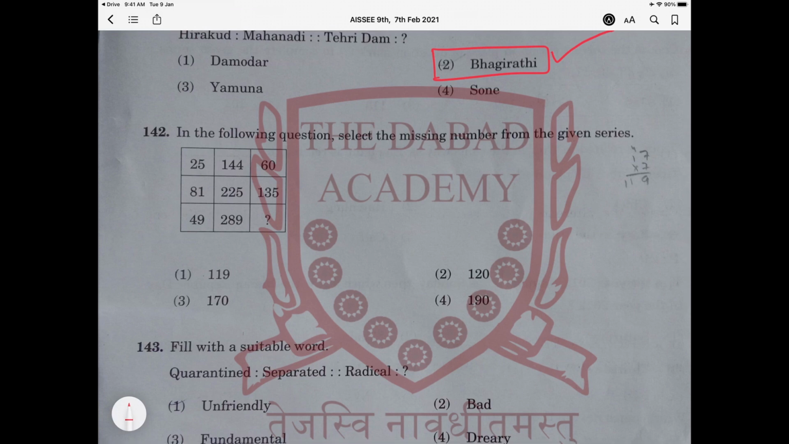In the following question 142, select the missing number from the given series. So this is the question mark we have to find, and the correct answer for this is 119, option number 1.